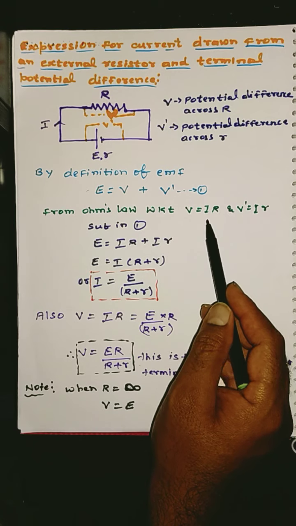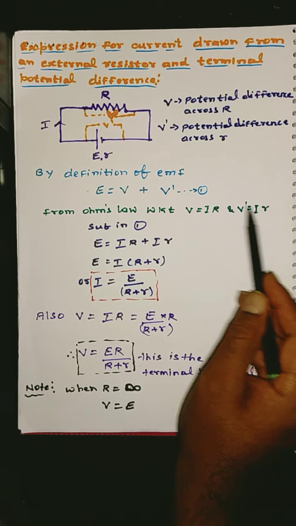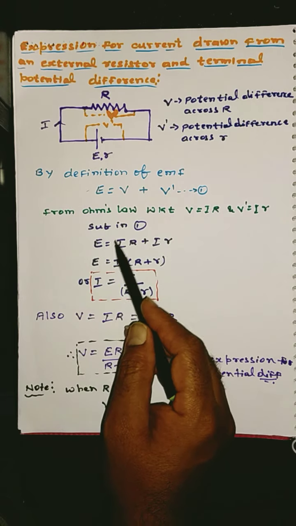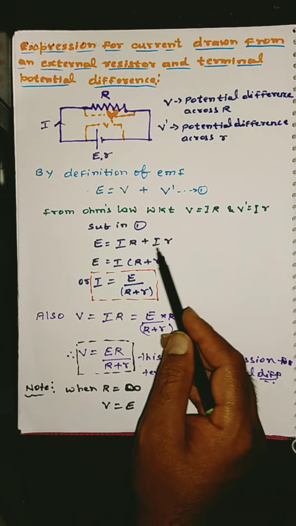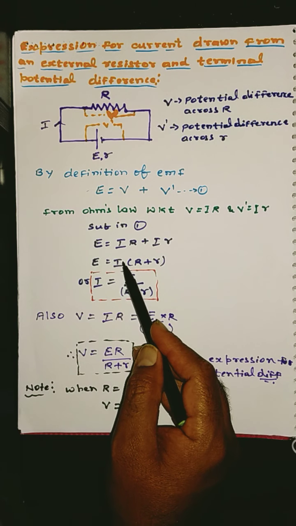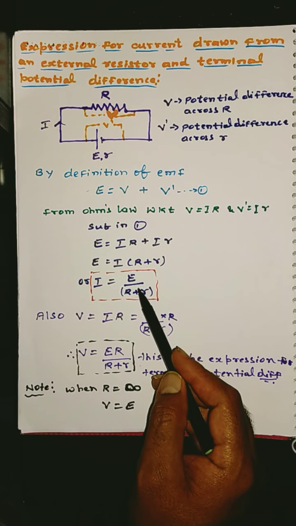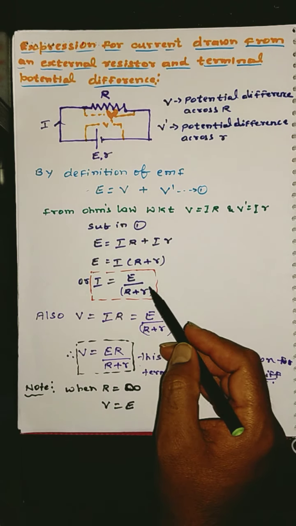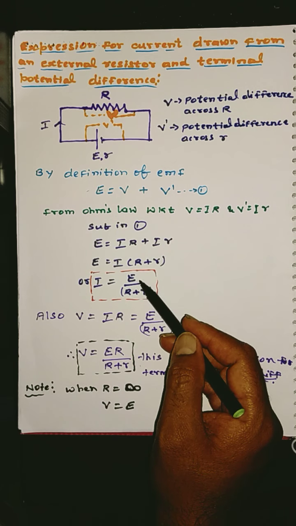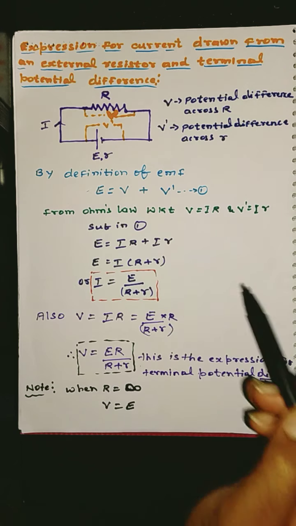From Ohm's law, you know that V is equal to I into R and V dash will be equal to I into small r. So substituting in this equation, E is I into R plus I into small r. The same current flows through both, so I can be taken out as common. E is equal to I into (R plus r), or I is E by (R plus r). This is the expression for current flowing through the circuit in terms of EMF of the cell, external resistance in the circuit and internal resistance of the cell.